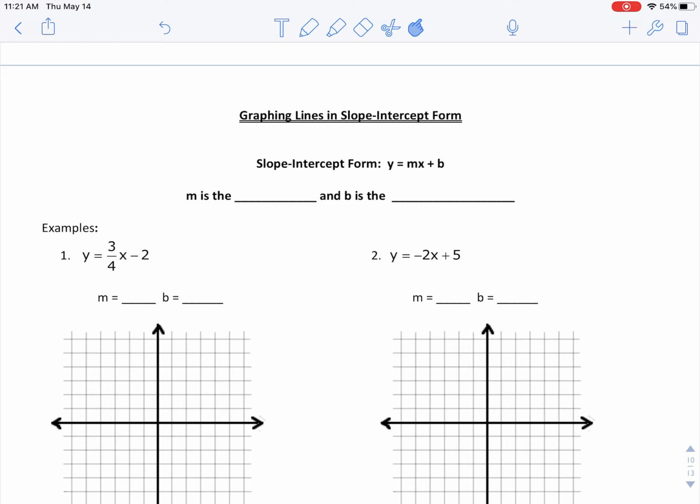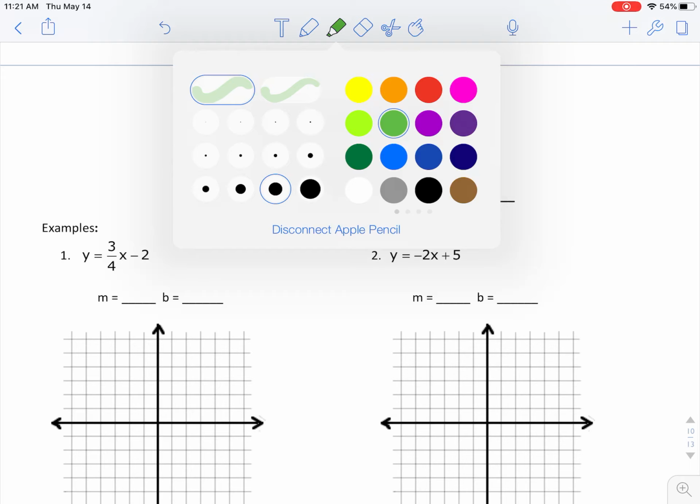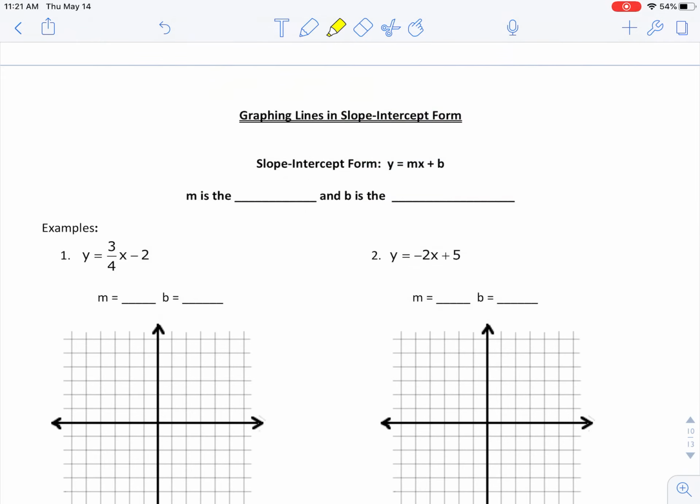Graphing lines using the slope-intercept form. So hopefully you've seen this from last year, but maybe you haven't, so I'll explain it to you. There's a thing called slope-intercept form that we're going to be using to graph a line. Slope-intercept form is just this format right here: y equals mx plus b.